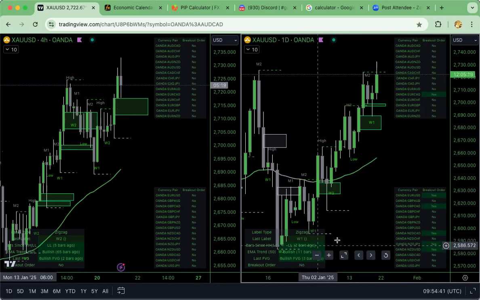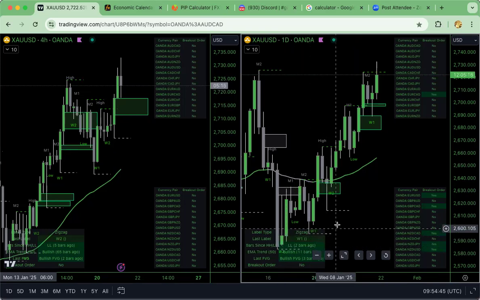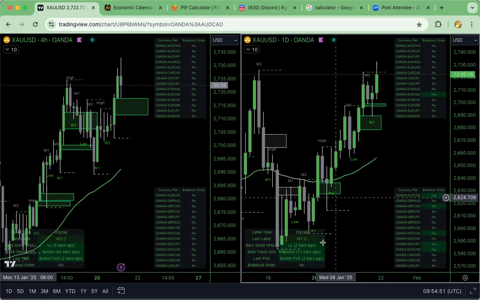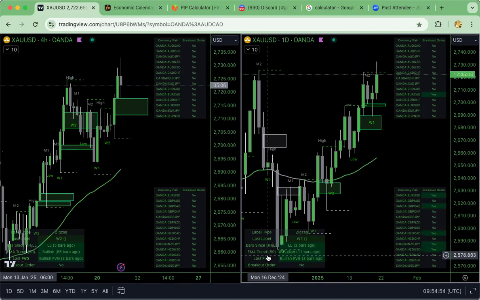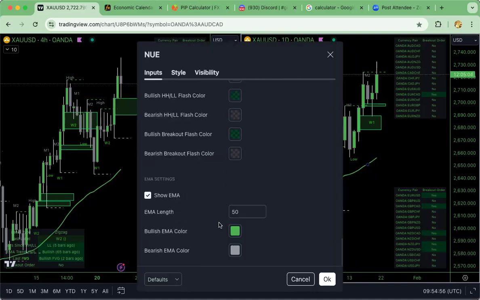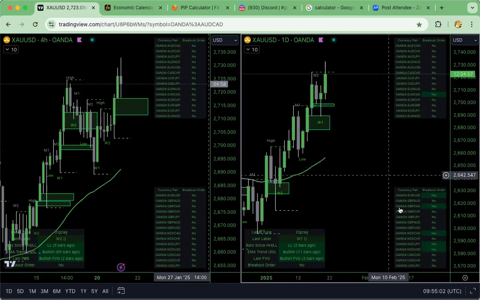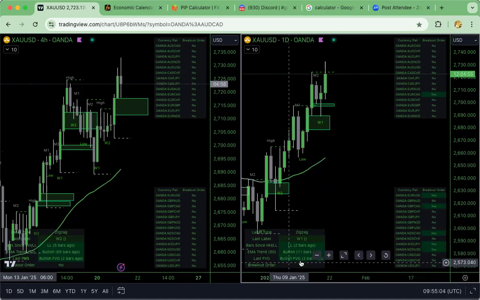You also have a table here which shows you what label appeared. It also shows you how long ago pretty much one of these labels have lasted for. And it also shows you the EMA trend, how long the trend has been bullish or bearish above whatever EMA you set it to. So you can set it to whatever EMA you like as well. And then we also have the last FVG and how long ago that was. And then you have a breakout order here.